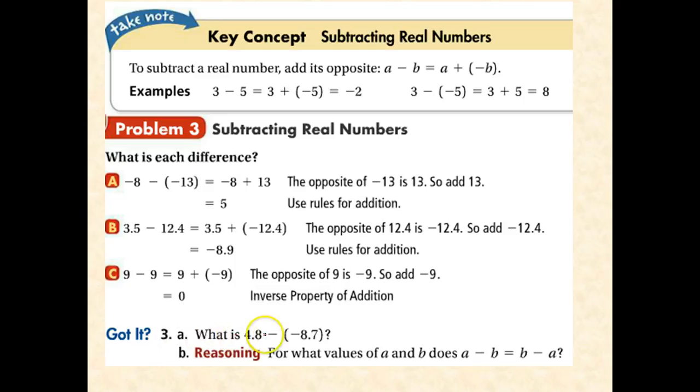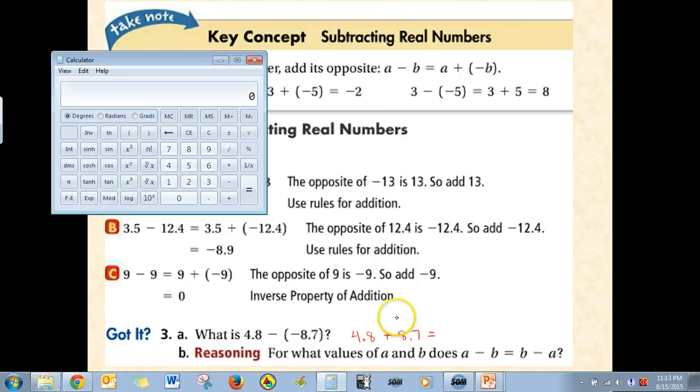Okay, so pause and see if you can figure out 4.8 minus negative 8.7. So the definition of subtraction tells us this really means 4.8 plus the opposite of this, which is positive 8.7. And 4.8 plus 8.7 is 13.5.